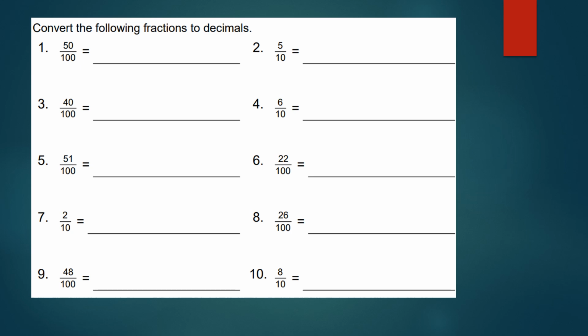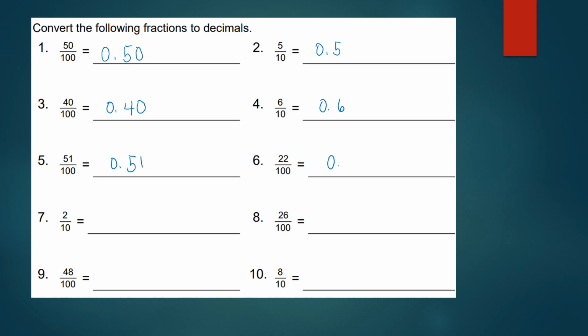So we write it as decimal, which is 50 hundredths. Or we can simplify this, which also means 5 tenths. Now for number 2, it's 5 tenths. So we write it as 5 tenths. For the third one, 40 hundredths. This is how we write 40 hundredths. 6 tenths. 51 hundredths, so we write it as 51 hundredths.